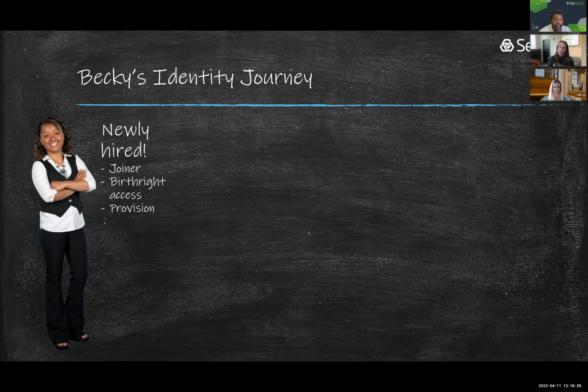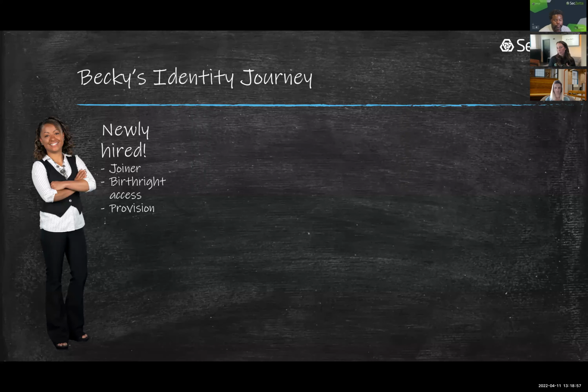Unfortunately, with Becky, as she gets entered into an HR system, that HR system is connected up to what we would call an IGA solution, or an identity governance and administration solution, that is able to do a lot of that work to automatically get Becky the access that she's going to need. So that includes what we would call a joiner action, because as Becky joins the organization, she needs to get provisioned a lot of this access so that she can work.